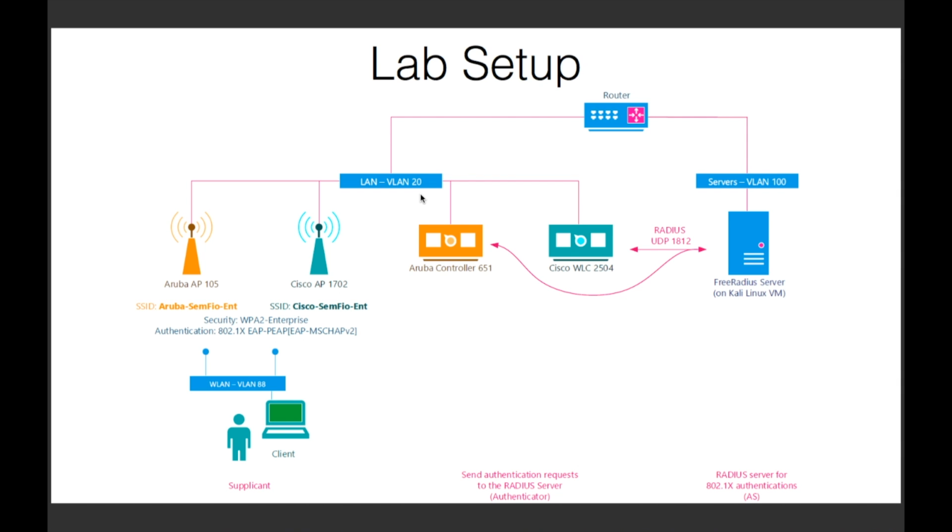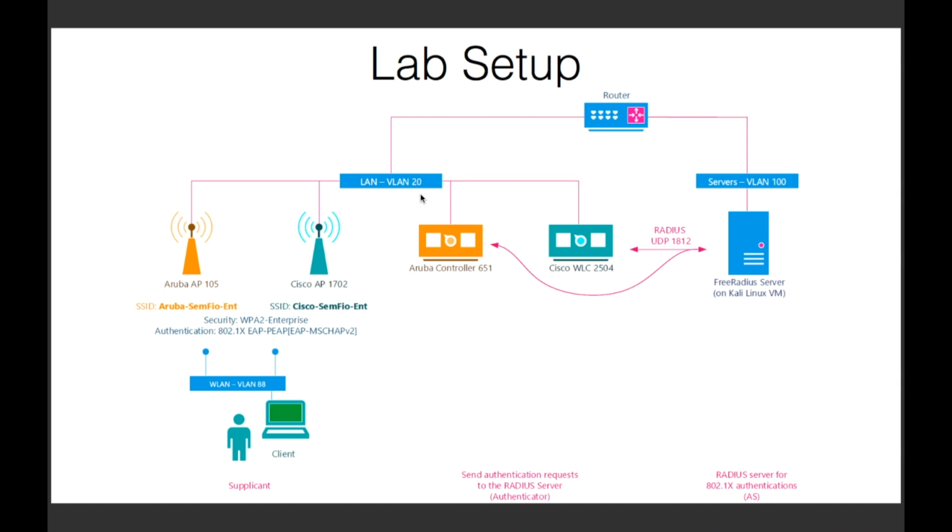And then we're going to configure our controllers so they can talk to this Radius server. And we're going to configure two new Wi-Fi networks, one on the Aruba controller that we're going to call Aruba SemFio Ant, and then another one on the Cisco controller that we're going to call Cisco SemFio Ant. Both of these Wi-Fi networks are going to be using WPA2 Enterprise, which uses 802.1X authentication, and we're going to use the EAP MSCHAPv2 EAP method to perform authentications.